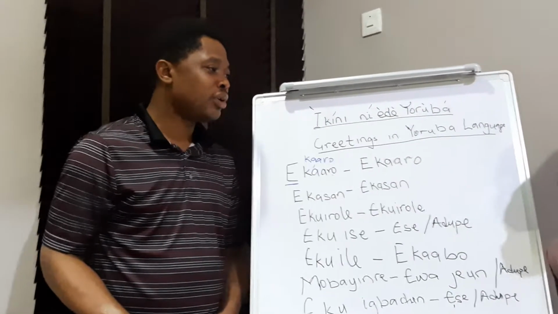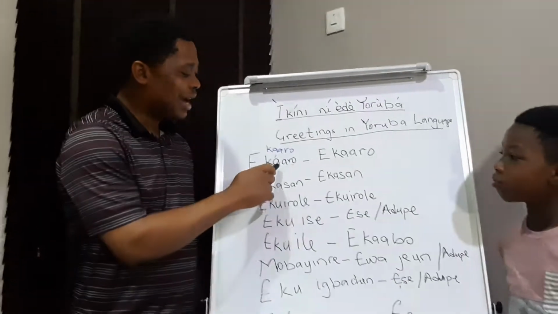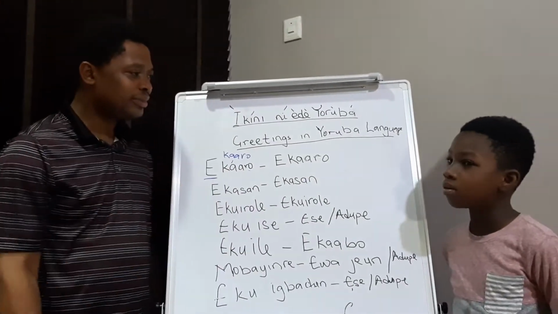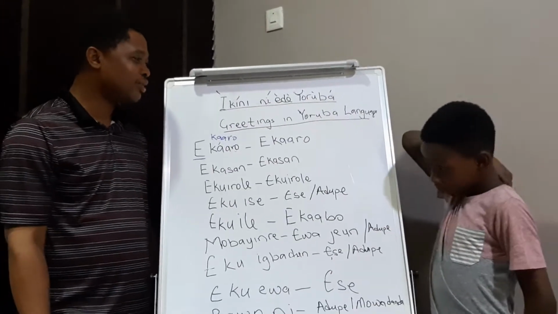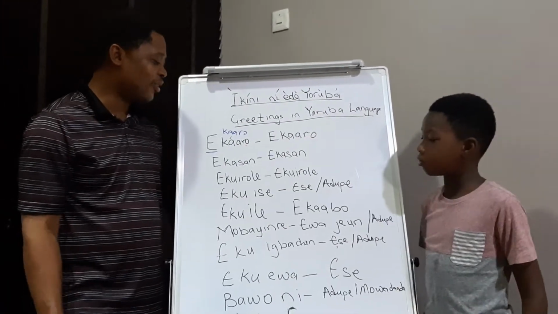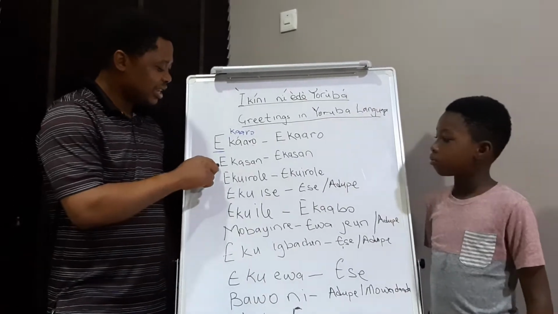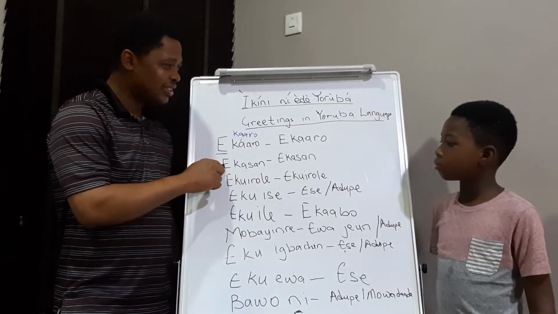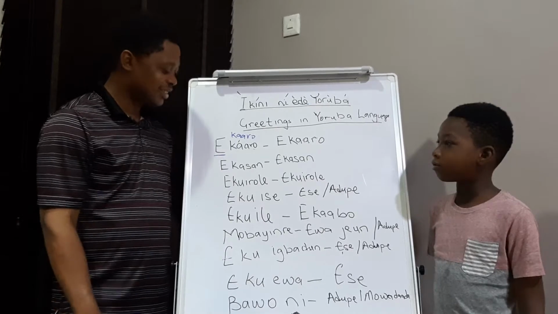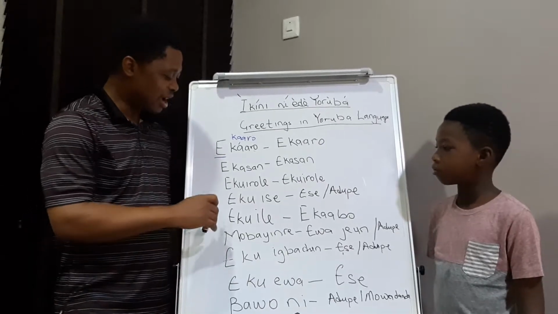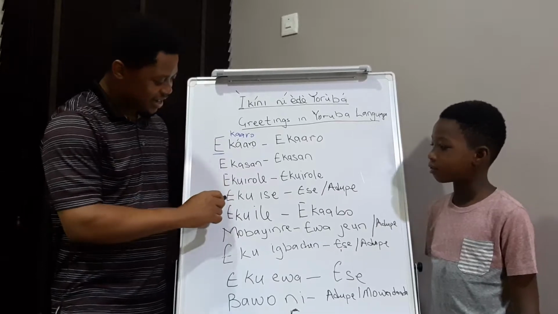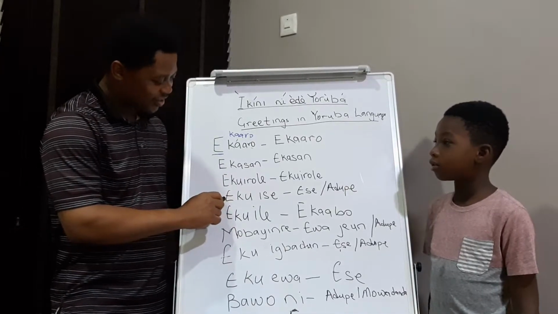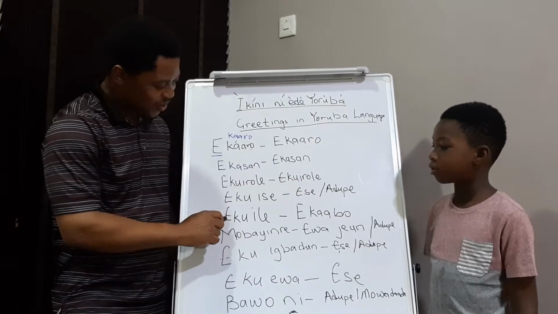So, Omo, do you remember what "Ẹ káàárọ̀" means? Good morning. Very good. Ó dára bẹ́ẹ̀. Good morning means Ẹ káàárọ̀. Ẹ káàsán ńkọ́? Good afternoon. Yes, ó dára bẹ́ẹ̀. Ó gbà á. Ẹ kú ìrọ̀lẹ́ ńkọ́? Good evening. Ẹ kú iṣẹ́ ńkọ́? Well done. Ẹ kú ilé ńkọ́?